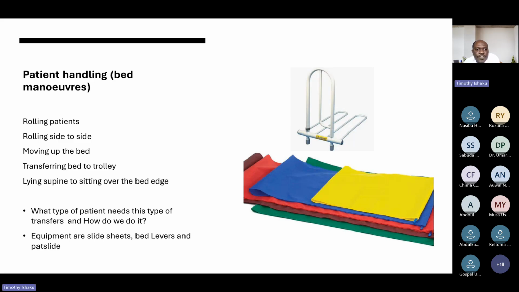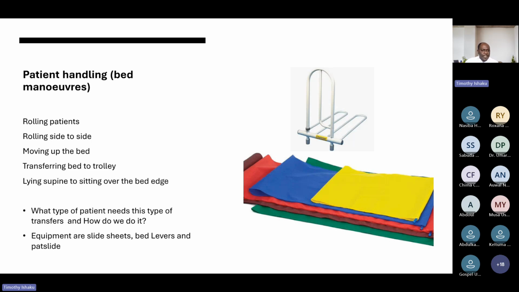But also we have transferring up and down the bed. Sometimes patients in bed might sleep or might find themselves in an awkward posture, and we need to reposition them. So repositioning the patient is trying to make sure that they are in the most comfortable position. I have seen a practice where we sometimes drag the patients by hand, pulling them from their shoulder, or trying to pull the bed sheets.